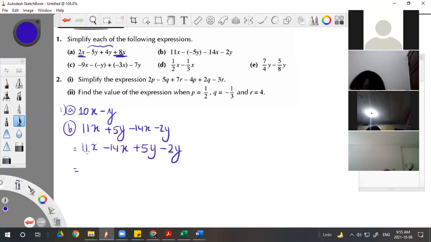11x and negative 14x. 11 minus 14 berapa, Vanessa? Can you just find the number? Negative 3. Yeah, cool. Don't forget to put x. And then one more. 5 minus 2. Berapa, Vanessa? 3. So if we don't have the sign, put positive. 3y. Cool. Udah tahu ya? So that's how you do.